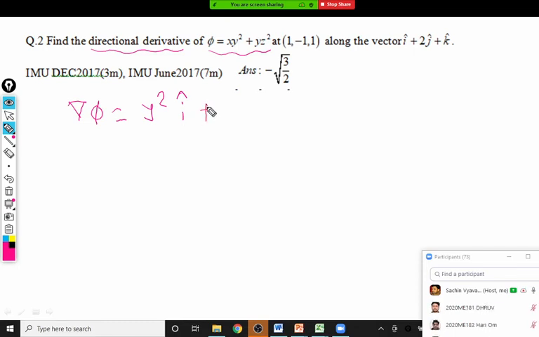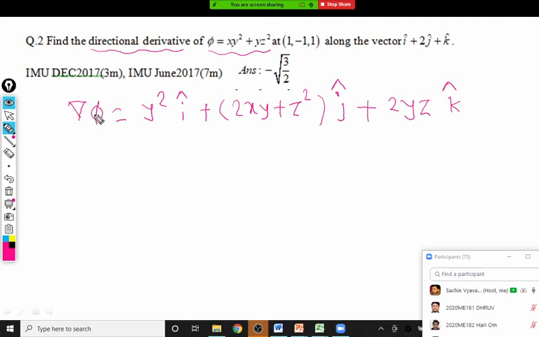Not correct. This is the problem: you should differentiate the entire function. 2xy plus z square. This is a silly mistake that happens many times. Sometimes you forget to differentiate, you think you differentiated this term, but no, you have to differentiate the entire function phi. Plus 2yz k cap. Yes, correct. Now this is the del phi vector.